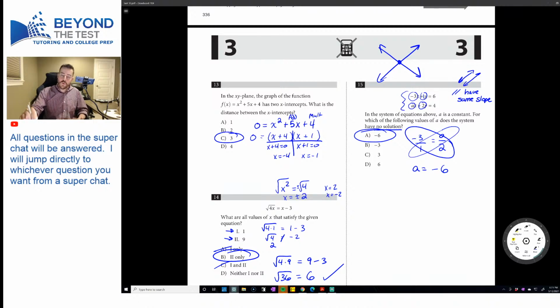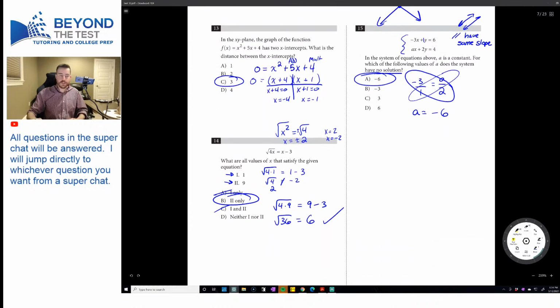Now, if you really wanted to, you could go ahead and put both equations into y equals mx plus b, and then set the slopes equal to each other. But that's just a lot more work. And remember, this is a timed test. So anything you can do to save yourself some time, you want to use, or do here, I should say.